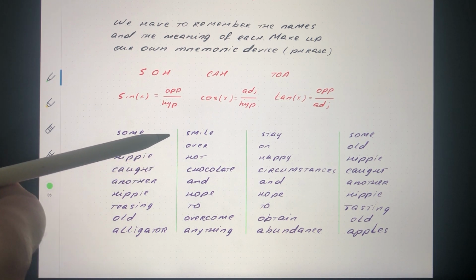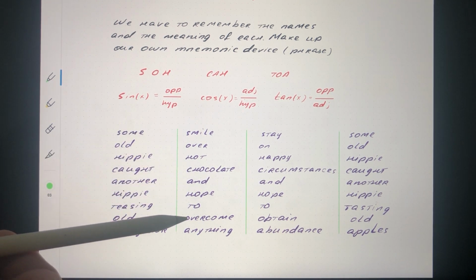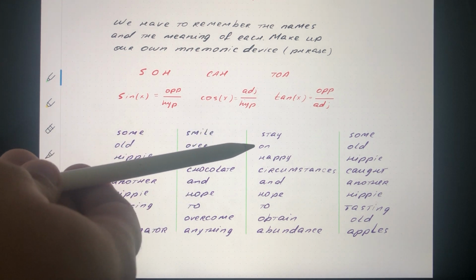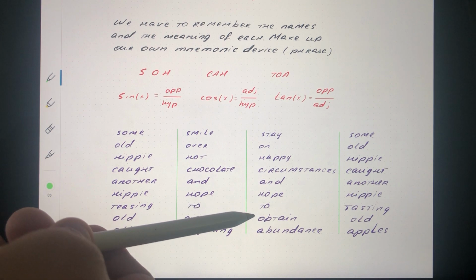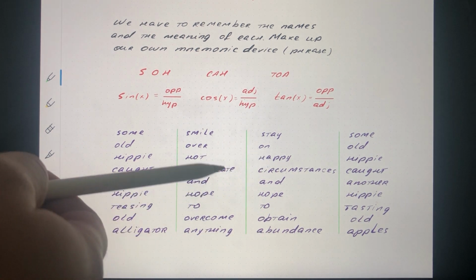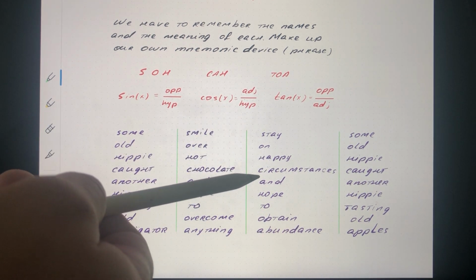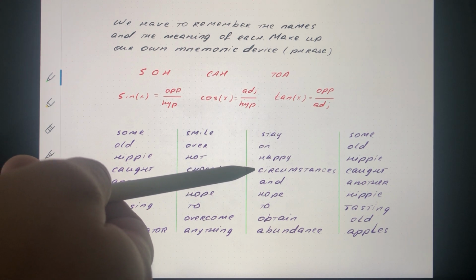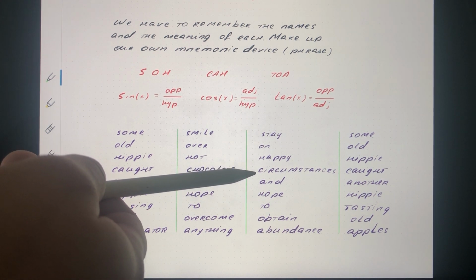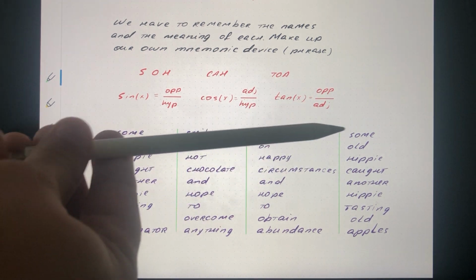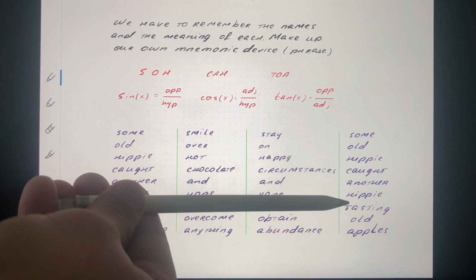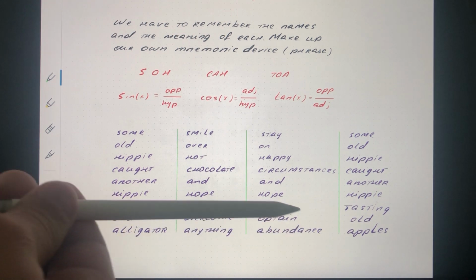Now here's another one. Smile over hot chocolate and hope to overcome anything. Focus on, stay on happy circumstances and hope to obtain abundance. That is positive thinking. That's the essence of positive thinking. Concentrate on the positive and the happy things, and the more good things will come to you. And then another one with a hippie. Some old hippie caught another hippie tasting old apples.